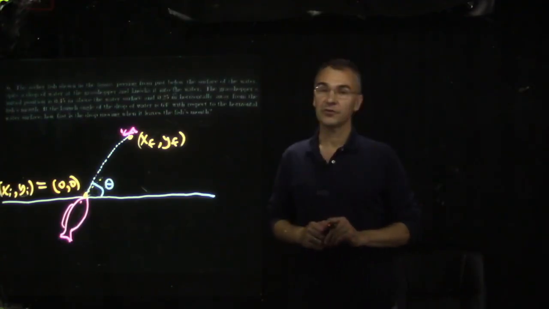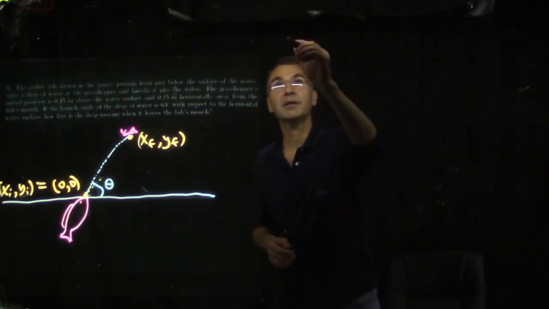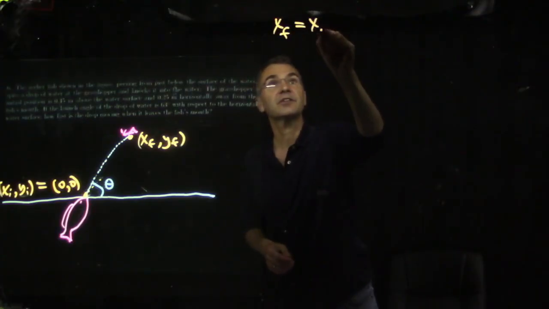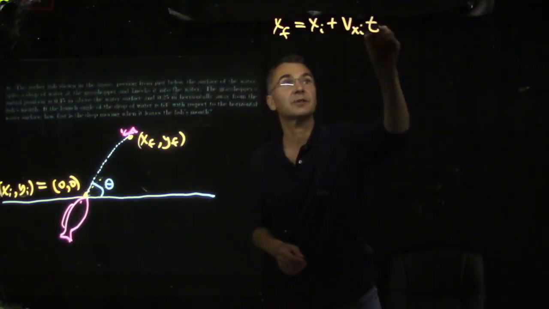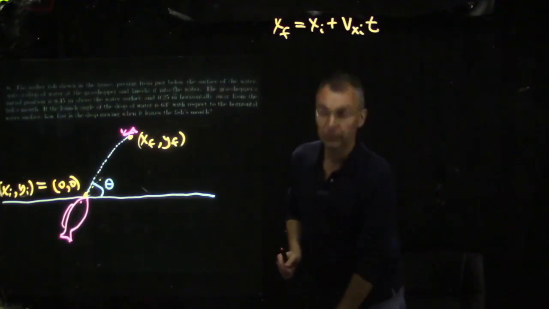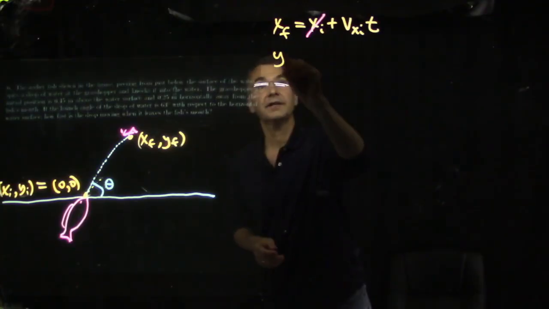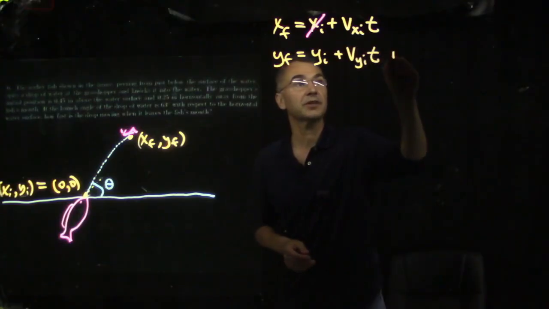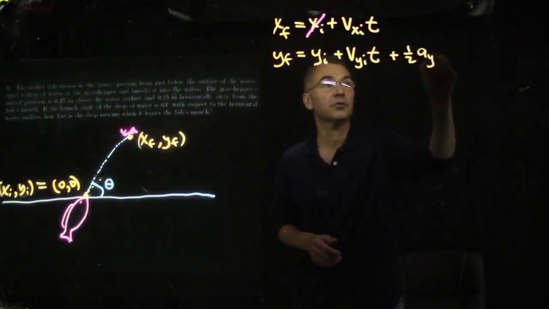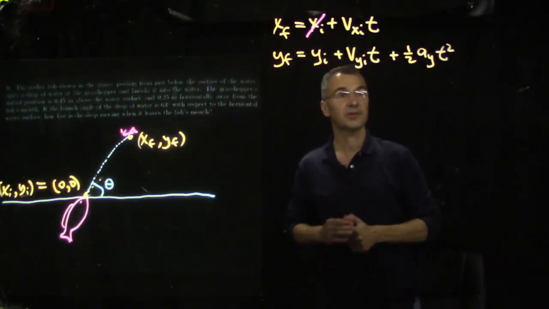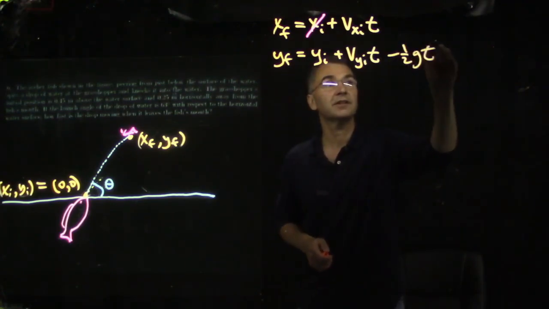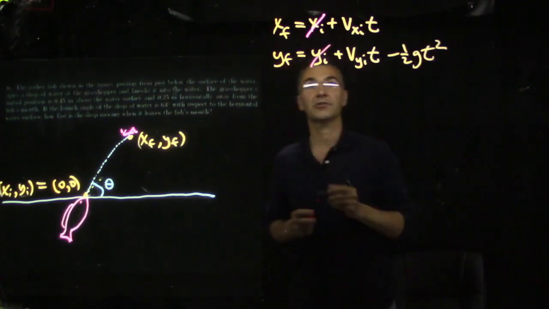So we have the standard equations for projectile motion. That means constant velocity in the x direction. So we have x final is x initial plus vx initial times time, except that we said that x initial was 0. We have y final is y initial plus vy initial times time plus 1/2 a sub y t squared, but we know that a sub y is minus g, so we can replace this with minus 1/2 g t squared. We also said that y initial was 0.